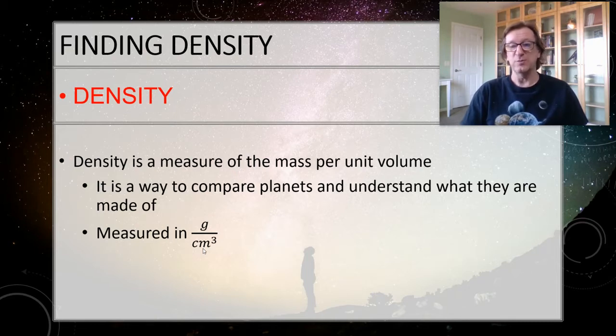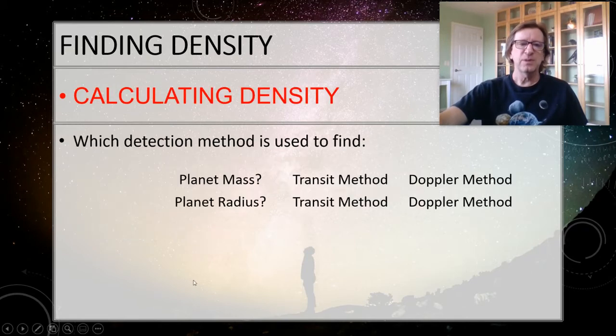It's 4/3 pi r cubed, right? We'll get that number in there. So which detection, let's think back to the methods that we've used before. Which method, transit or Doppler method, do I use to find the planet mass? And which one do I use to find the planet radius? Pause the video and think about it. Fill out both of those on your class notes.